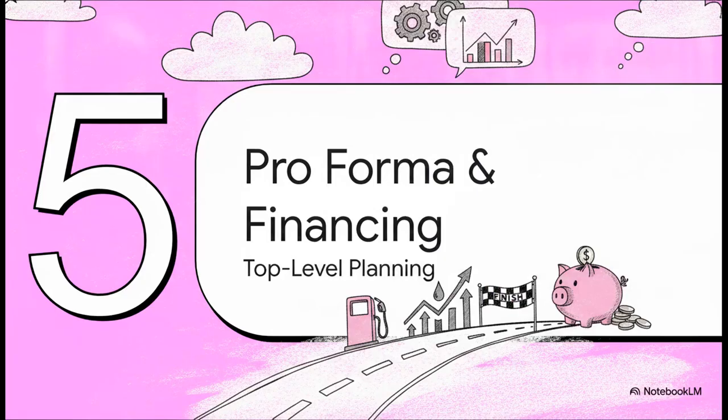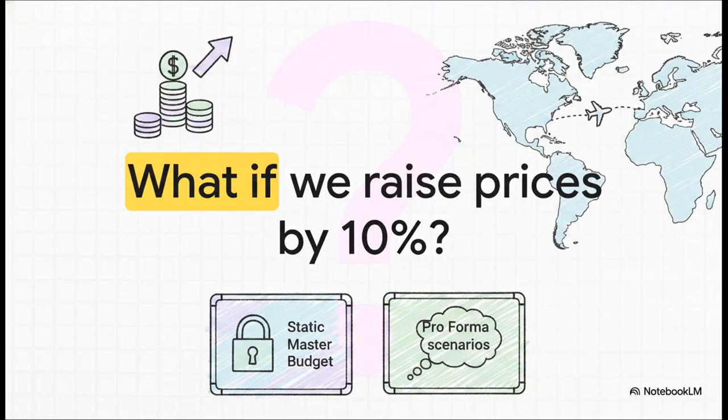Finally, Section 5, Pro Forma and Financing. So, we've built the master budget. That's our official operating plan. But remember, that budget is static. It is one very specific set of numbers. But management constantly needs to explore alternative strategies. And that is exactly where pro forma statements come into play.